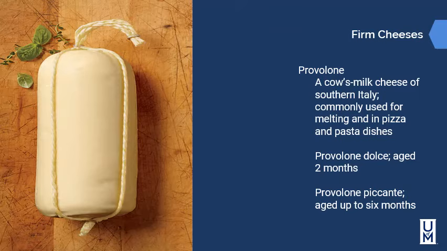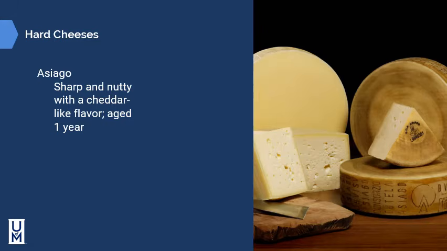Provolone is a cow's milk cheese of southern Italy, commonly used for melting in pizza and pasta dishes. Provolone Dolce is aged 2 months. Provolone Picante is aged up to 6 months. Hard cheeses are thought to be some of the first cheeses that were made for long-term storage.